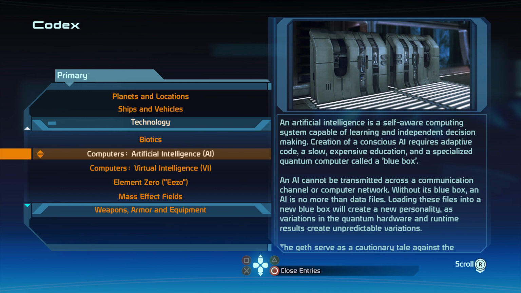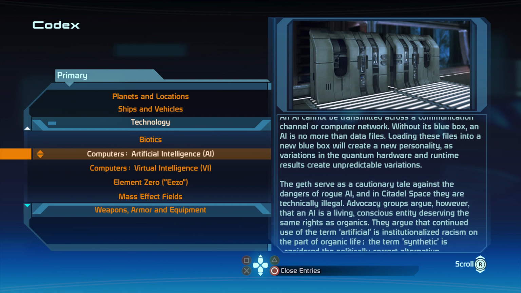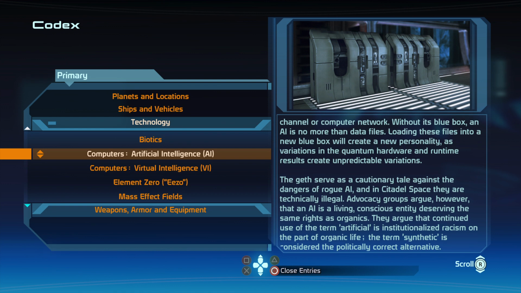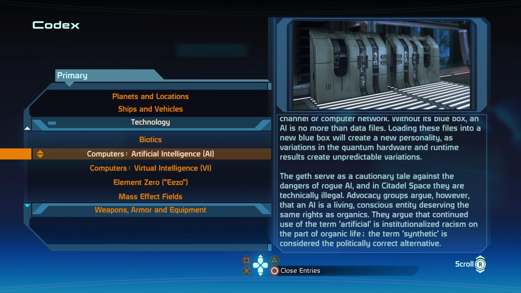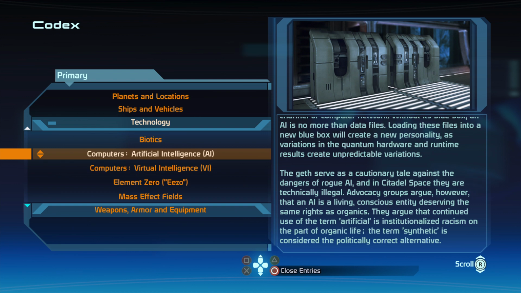An artificial intelligence, or AI, is a self-aware computing system capable of learning and independent decision-making. Creation of a conscious AI requires adaptive code, a slow, expensive education, and a specialized quantum computer called a blue box. An AI cannot be transmitted across a communication channel or computer network. Without its blue box, an AI is no more than data files. Loading these files into a new blue box will create a new personality, as variations in the quantum hardware and runtime results create unpredictable variations.